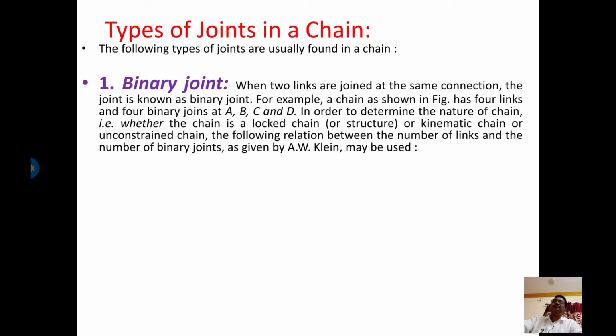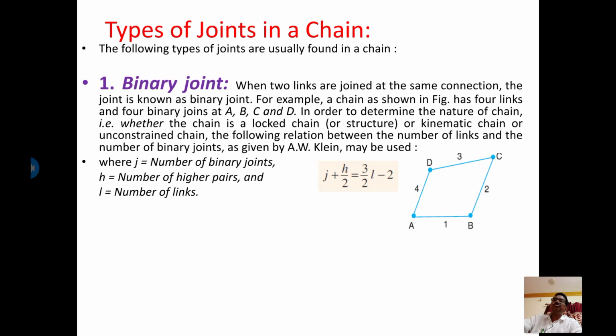In order to determine the nature of the chain, whether it is a locked chain, a kinematic chain or an unconstrained chain, the following relation between the number of links and the number of binary joints, as given by A.W. Klein, may be used. That is called the Klein equation. J plus H by 2 is equal to 3 by 2 L minus 2, where J is the number of joints, H is the number of higher pairs, and L is the number of links. From this figure you can observe the higher pairs are 0, so H is 0. By substituting H as 0, the equation becomes similar to the previous equation, that is J equals 3 by 2 L minus 2.